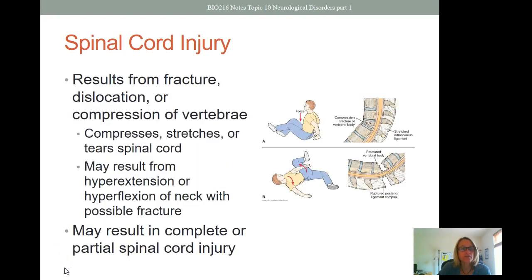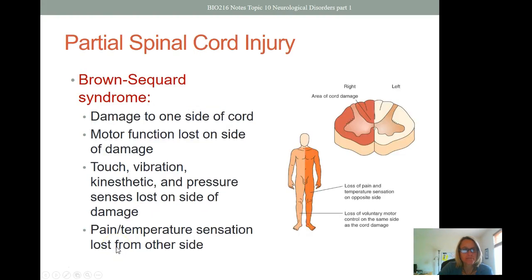Okay, so spinal cord injury can result from a fracture, a dislocation, or compression of the vertebrae. And this can compress the neurons, stretch, or tear the spinal cord neurons. This can be a result of hyperextension or hyperflexion with possible fracture. This can result in a complete or partial spinal cord injury. There are many different types of partial spinal cord injuries. We're only going to talk about one.